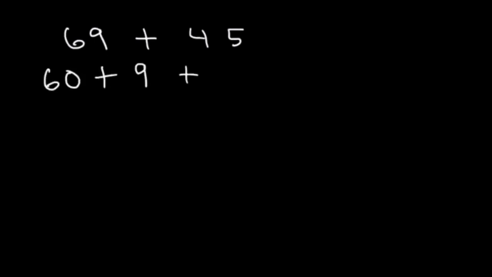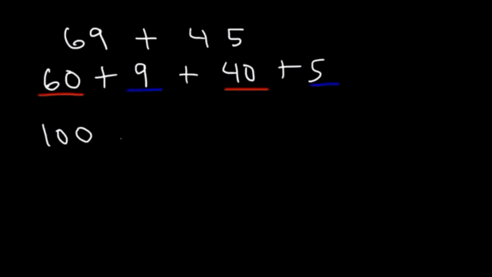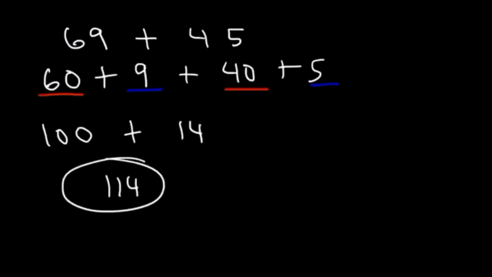So let's try another example. Go ahead and add 69 and 45. So 69, we can write as 60 plus 9. 45 is 40 plus 5. Now, if we add 60 and 40, that's going to be 100. 9 plus 5 is 14. 100 plus 14 is 114.